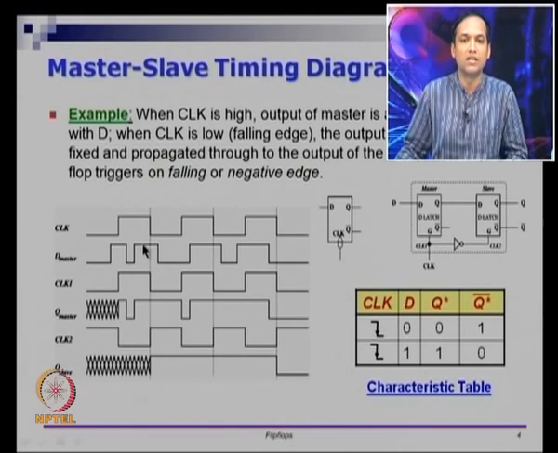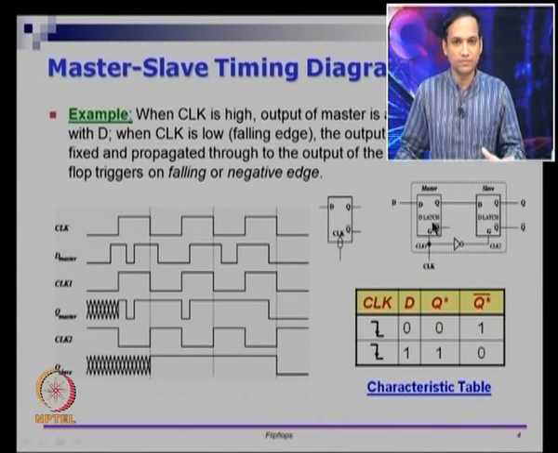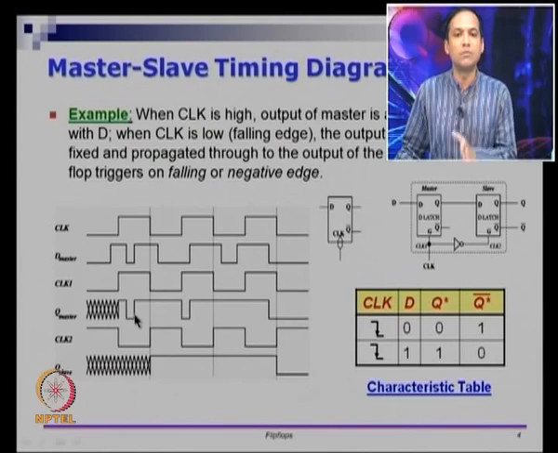For example, this 1 to 0 transition does not appear in Q master. Similarly, this 1 to 0 and 0 to 1 transition does not appear in Q master. So some transitions are captured, some are not, but the master is still a latch. Whenever CLK1 is on, if there are changes in D, that will be captured in Q master.